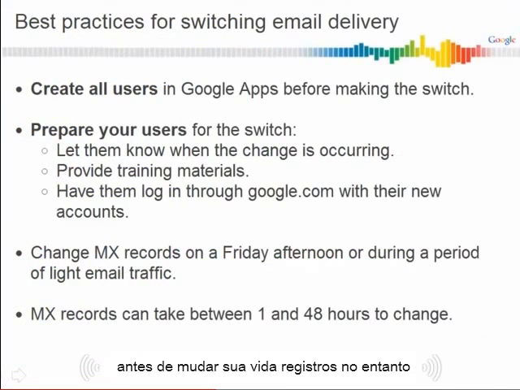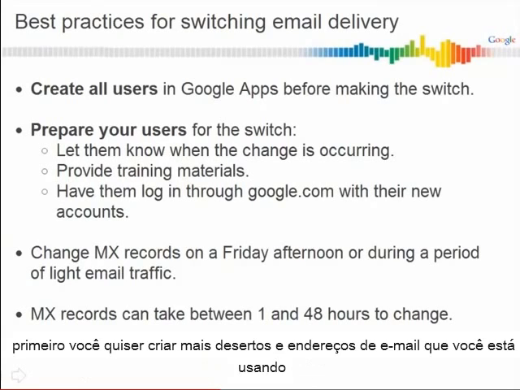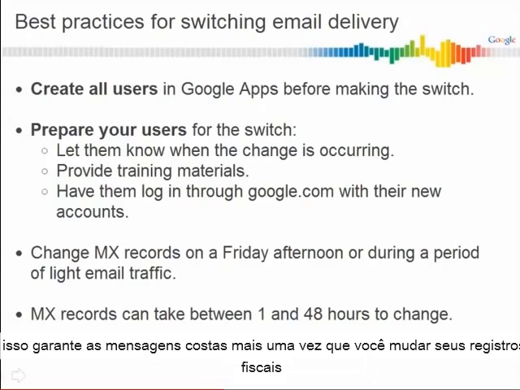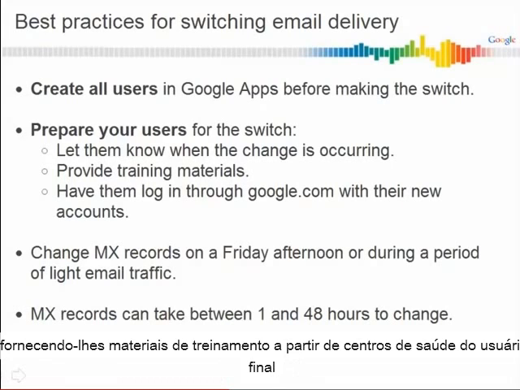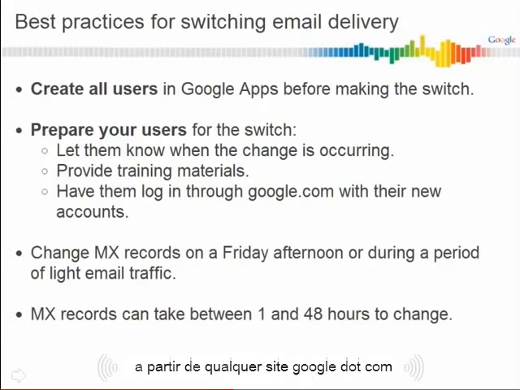Before changing your MX records, however, you'll want to ensure a smooth transition by reviewing some of our suggested best practices. First, you'll want to create all users and email addresses you currently use in Google Apps before making the switch. This ensures that messages won't bounce once you've switched your MX records. You should also prepare your users for the switch by informing them of the coming change, providing them with training materials from our end user help centers, and letting them know to log into their new accounts with their username and password from any google.com website.